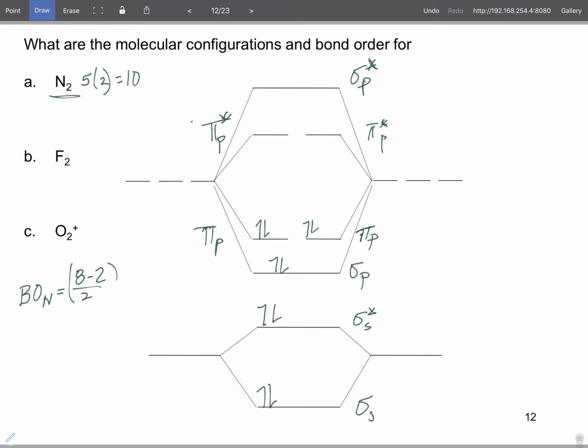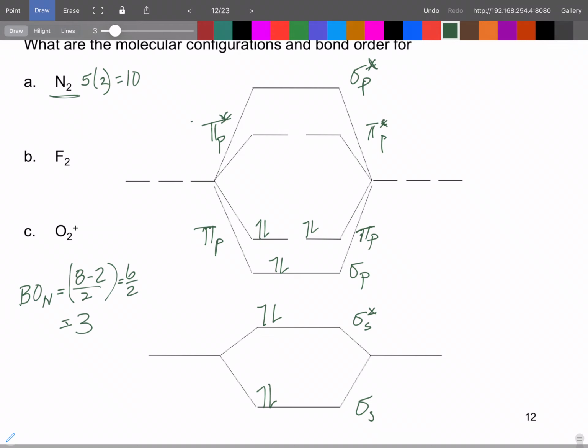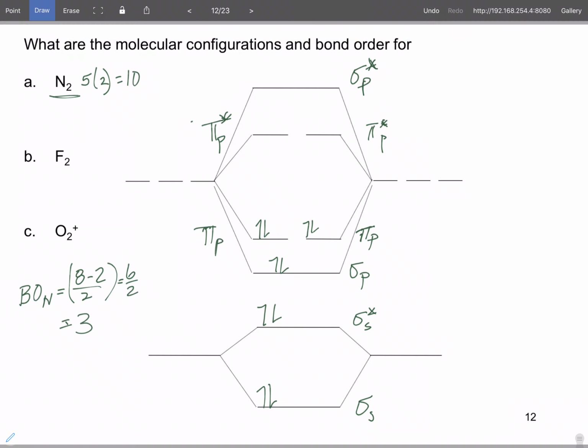We're going to divide that by 2. So that's 6 divided by 2. So we should have a triple bond between the 2 nitrogens, which we know that we have. So we're good on that one. So let's change colors. So we're looking at something really different.